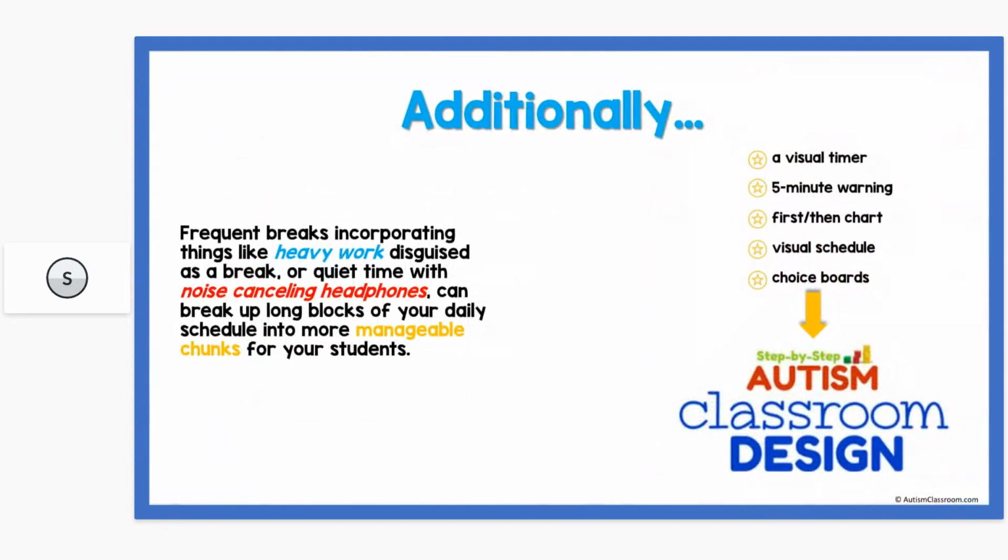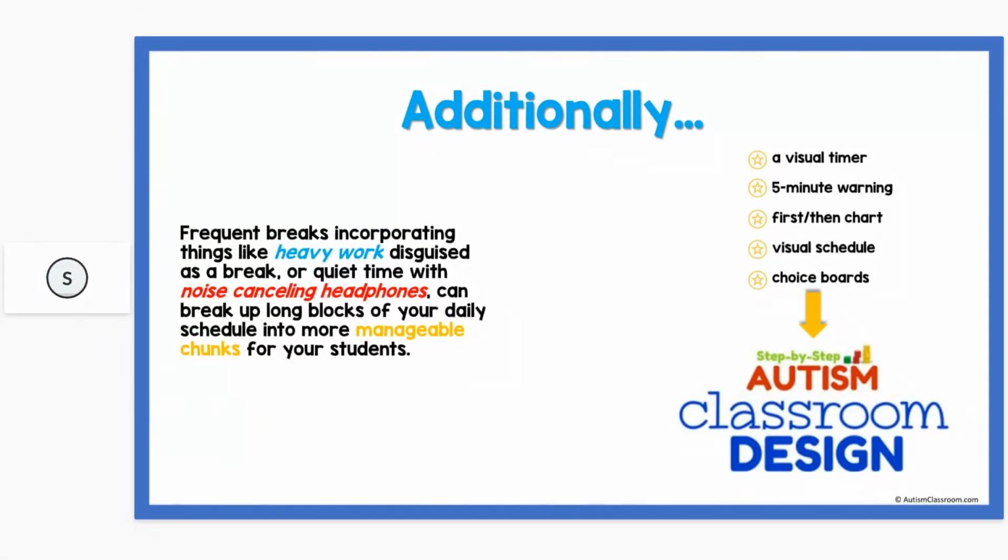So additionally, if you can add frequent breaks or do things like heavy work, and an occupational therapist can explain heavy work for you. It's disguised as a break. So you give them something heavy to carry from one place to the other, but it's giving them this sensory input that they don't even know they need. And also, you could do quiet time for students if they need it. You can use noise canceling headphones. Or if you have to, really break up your day into more manageable chunks.